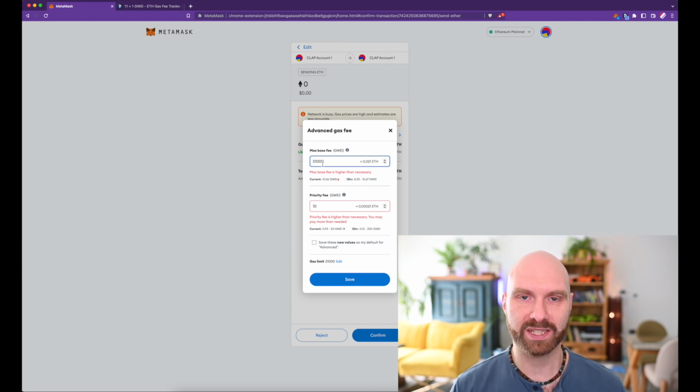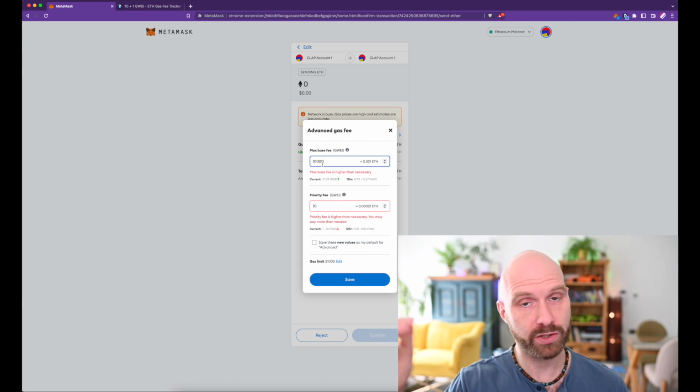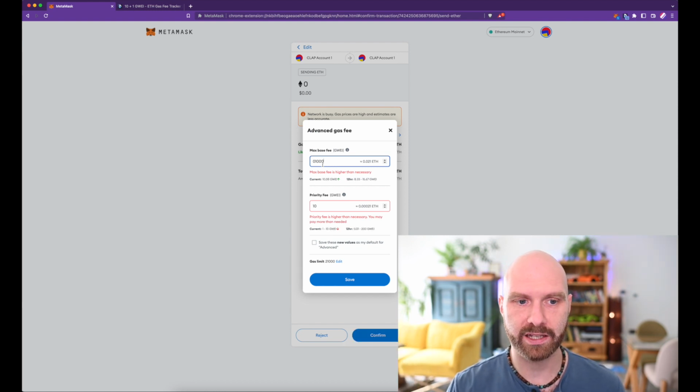So a lot of people went with something lower, something between 5 and 8,000. And I think 5,000 was sort of borderline. Some transactions went through, some of them didn't. But this gives you an idea. This is like the absolute top, so far at least.